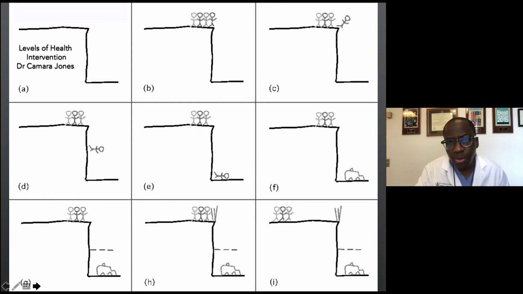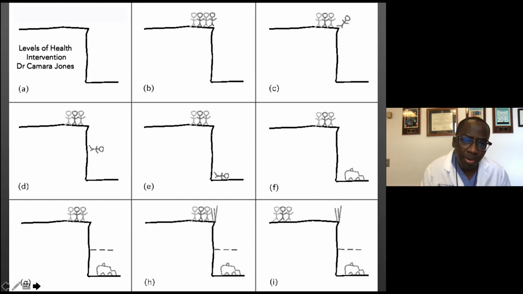So if a group of people are moving towards the edge of a cliff, and one person falls over and lands at the bottom of the cliff, what are our options? Well, if you look at box F, we can station ambulances at the bottom of the cliff and whisk the patient over to the emergency room and treat that individual acutely, emergently, and hopefully patch that individual back together. And that's really what we do with tertiary prevention.